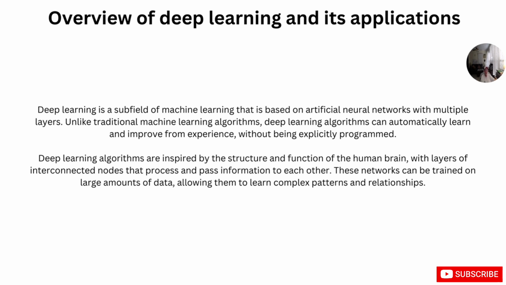Deep learning algorithms are inspired by the structure and function of the human brain, with layers of interconnected nodes that process and pass information to each other. These networks can be trained on large amounts of data, allowing them to learn complex patterns and relationships.